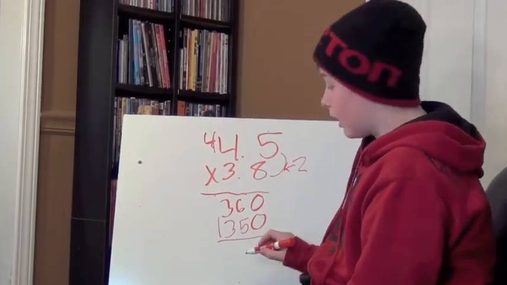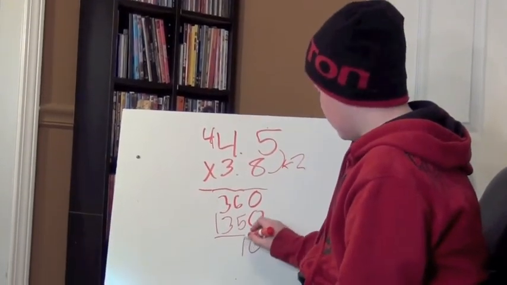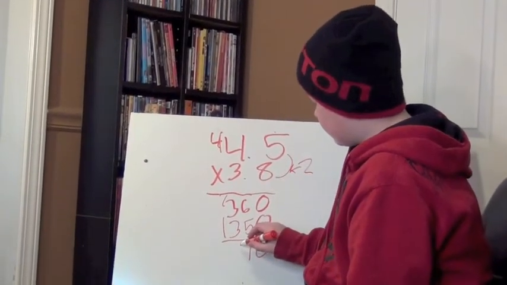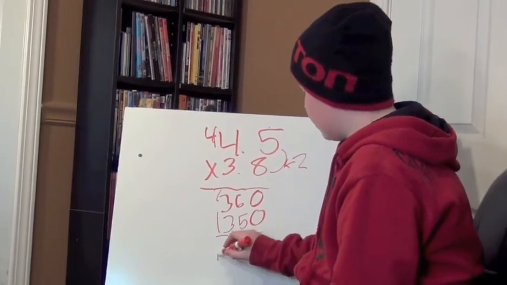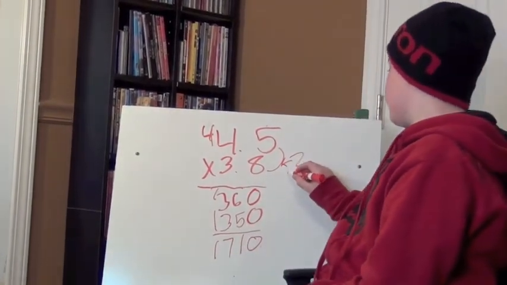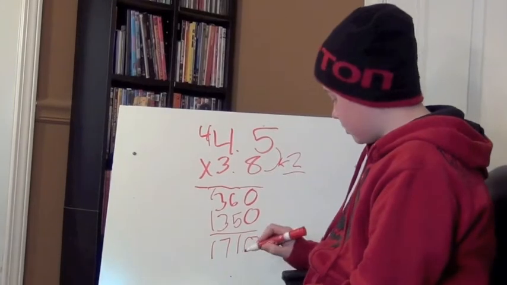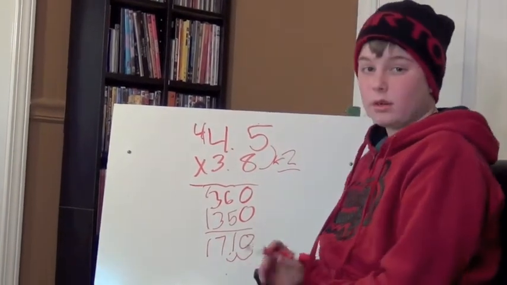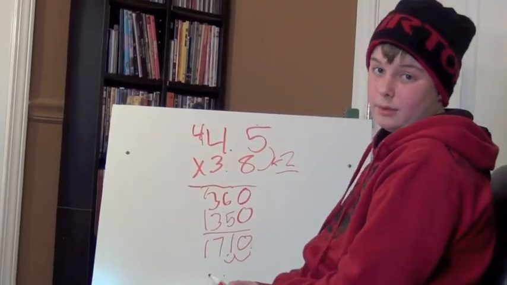Now you're going to add it all together. So 0, 11, 7, and 1. Now you have to keep in mind that 2. So right now the decimal's right there. You want to move it 2 spaces over so it goes like that. So now the total answer is 17.1.